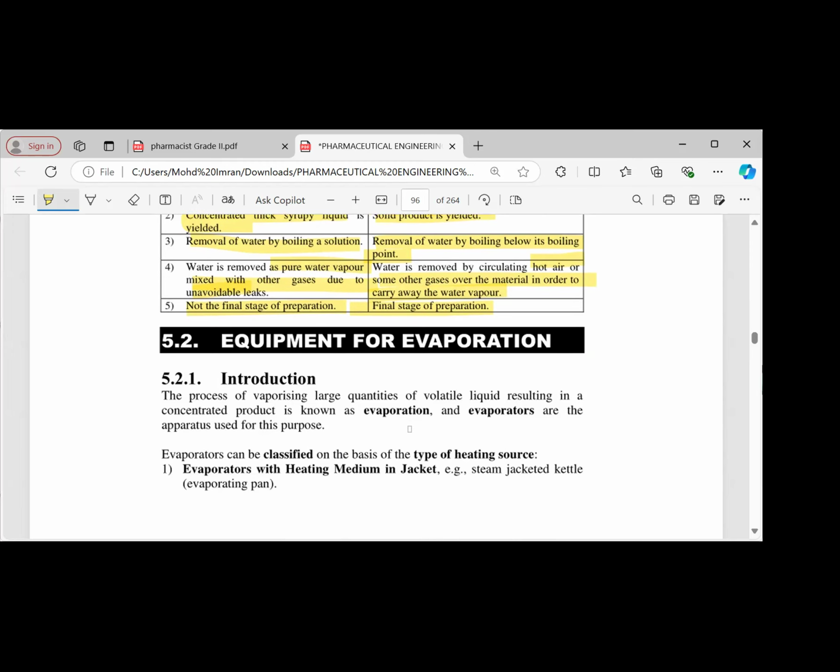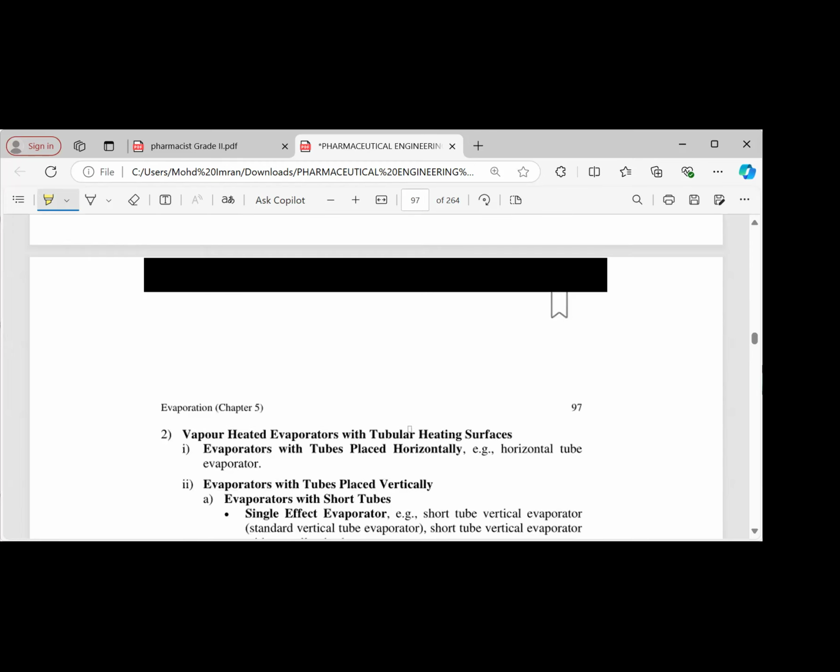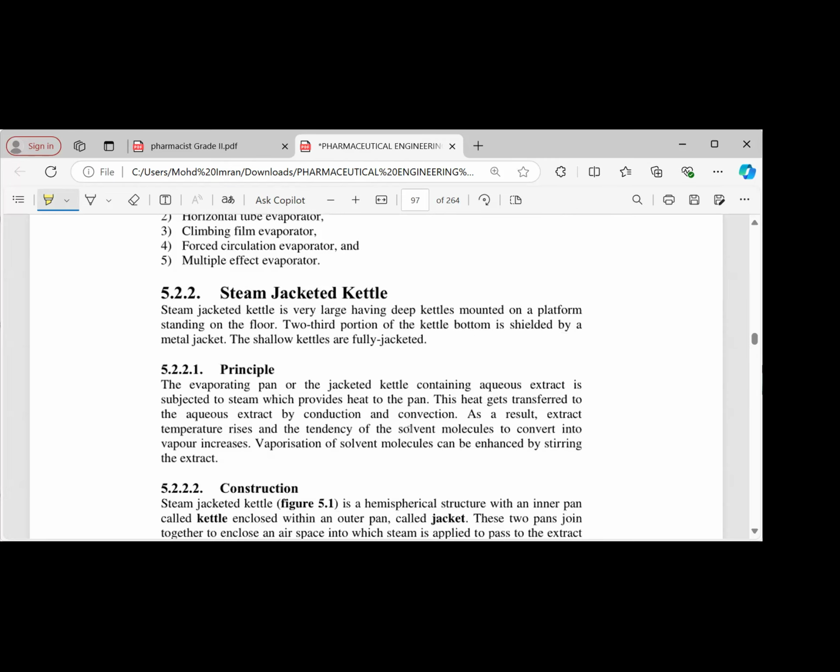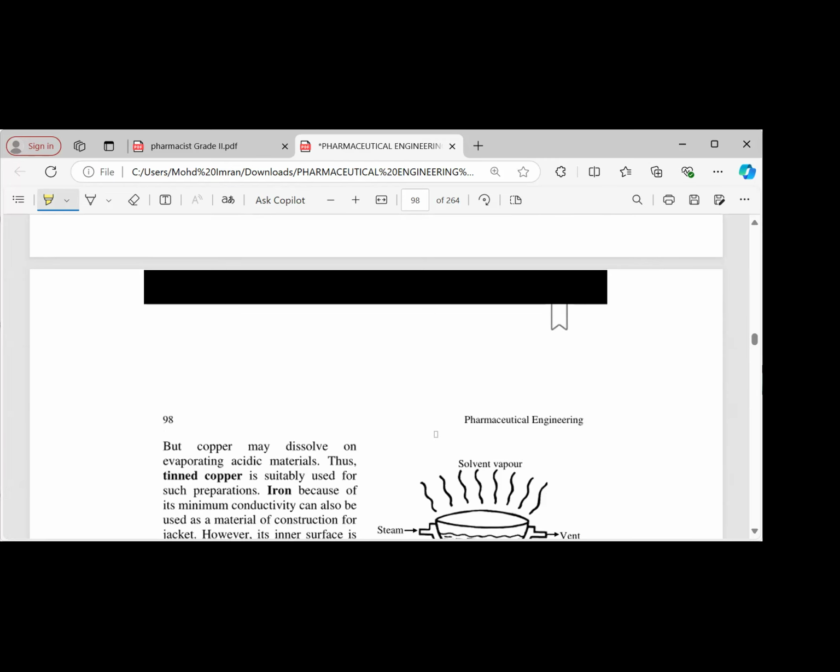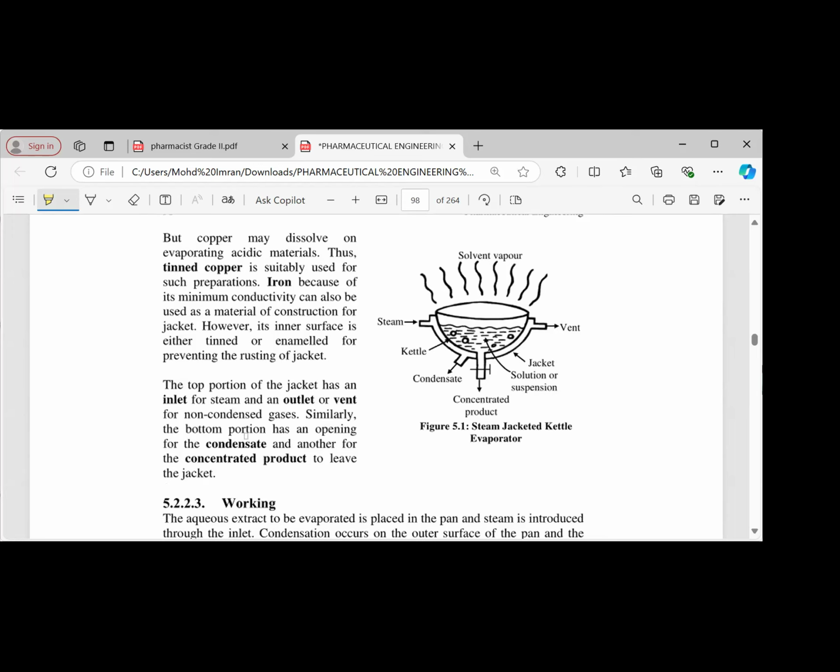Then let's jump into the equipments which we are going to use for evaporation. I know I am a little bit faster, but what can I do? We have very less time. In unit operations, we have already taken more than 3 classes. We need to gear up. We need to move faster because there are many other parents.